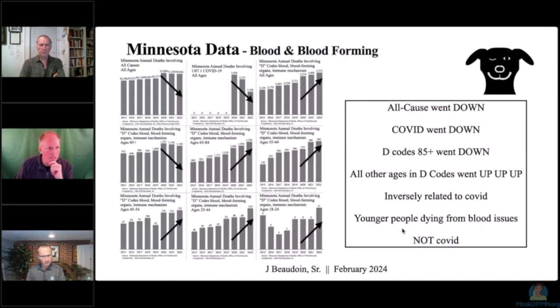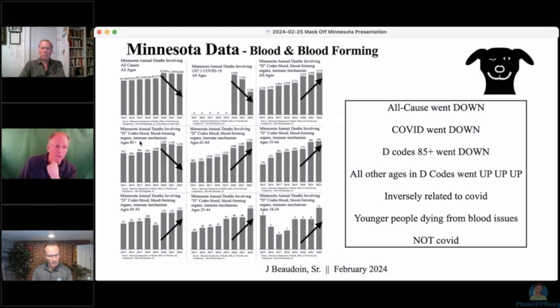Blood and blood forming. So I'm going to read these. Don't even try to look at them. The arrows are showing you what happened from 2020 to 2021. Does it go up or down from 2020 to 2021? So all-cause went down, right? COVID went down, but deaths from blood and blood-forming disorders went up. I wonder why that is.